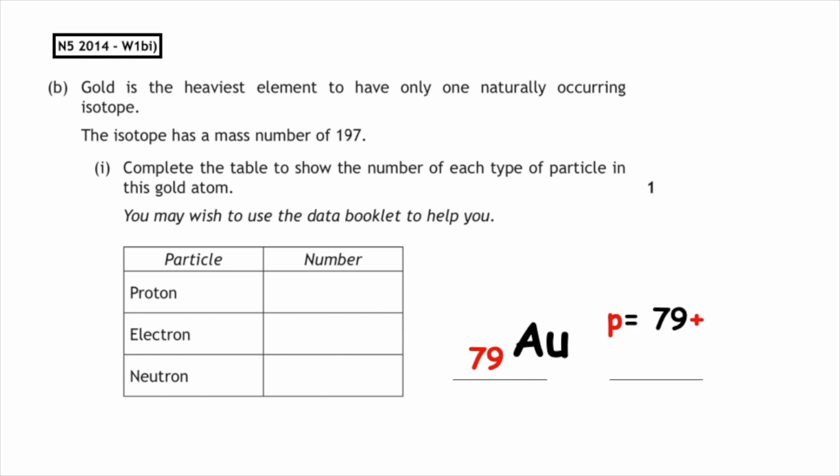As we are focusing on the atom, the key word there being gold atom, that means that the overall charge has to be 0, which means we also have 79 electrons. 79 positive plus 79 negative gives us an overall charge of 0. We can see that the mass number is given in the question as 197. 197 minus 79 gives us 118 neutrons.